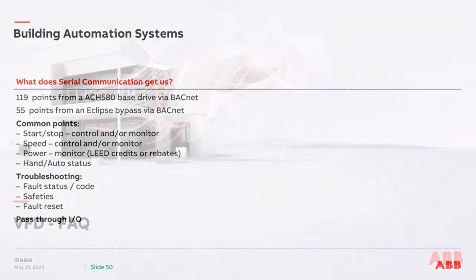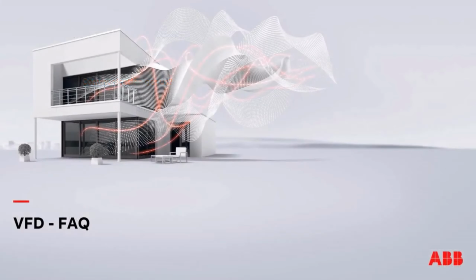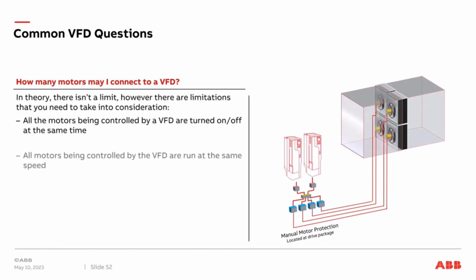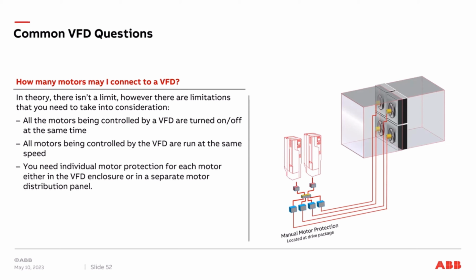So here are some frequently asked questions that we deal with when it comes to VFDs. A very commonly asked question is, how many motors can I connect to one VFD? And the answer is, in theory, there's no limit. But you need to look at the motors being controlled by the VFD. In this case, we're showing 4 motors coming down to individual motor protection devices, and then we're showing 2 VFDs as a redundant drive package. But one VFD would be turned on. It would be controlling all 4 motors at the same time.